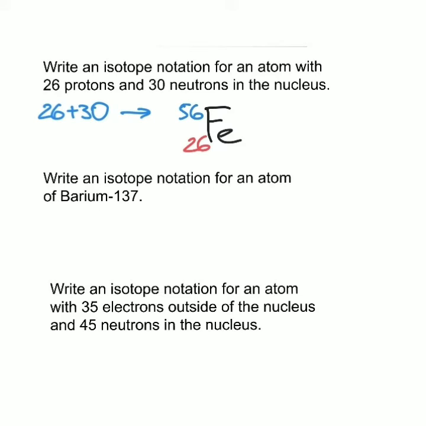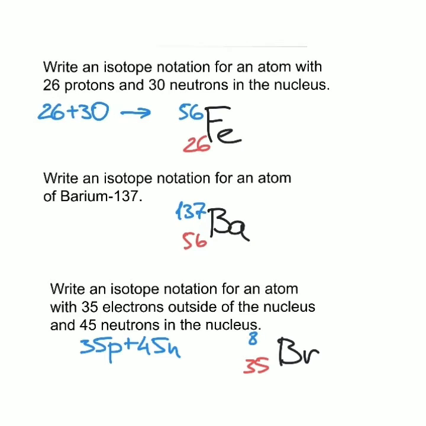Write an isotope notation of the atom of barium-137, symbol of barium Ba. It is element number 56 on the periodic table, so atomic number 56. Mass number for this isotope is given in its name, 137. Last one, 35 electrons and 45 neutrons. Number of electrons equals the number of protons in an atom, so atomic number is 35, which is bromine. Mass number is 35 plus 45 equals 80.